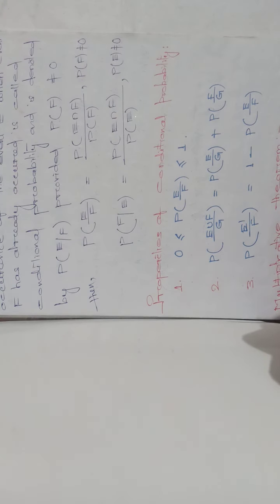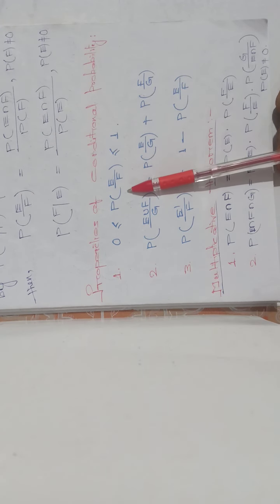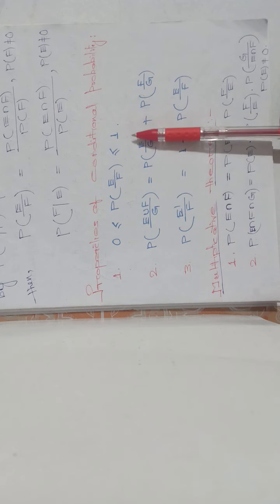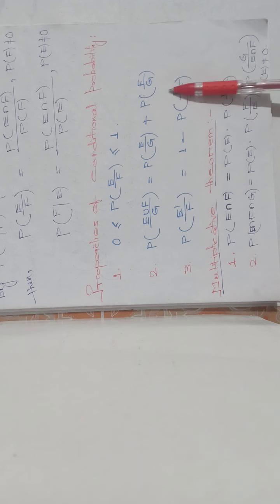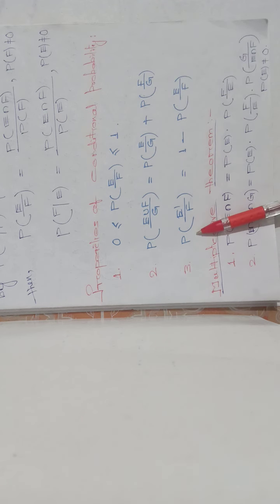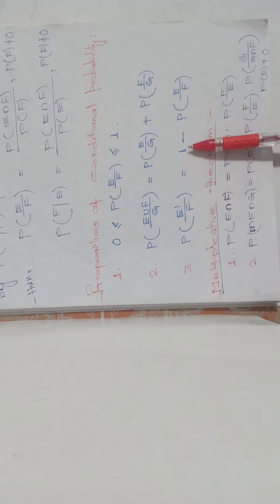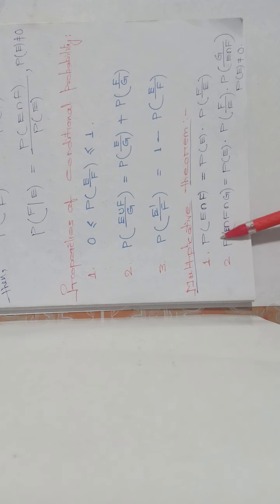There are some properties of conditional probability. Number one, conditional probability lies between 0 and 1. Probability of E union F given G equals probability of E given G plus probability of F given G, and probability of the complement of an event is 1 minus probability of E given F. Now the multiplicative theorem is that probability of E intersection F equals P(E) into P(F given E). So let us discuss a few questions based on this concept.